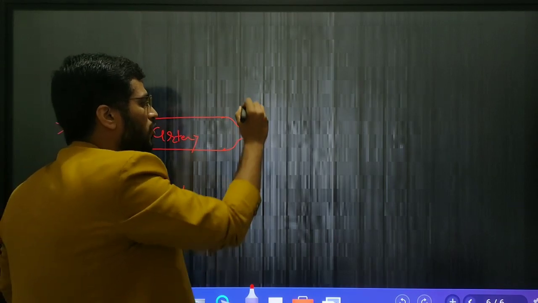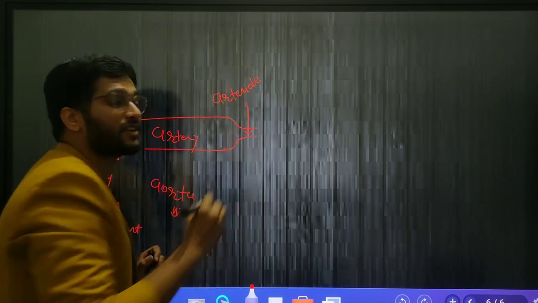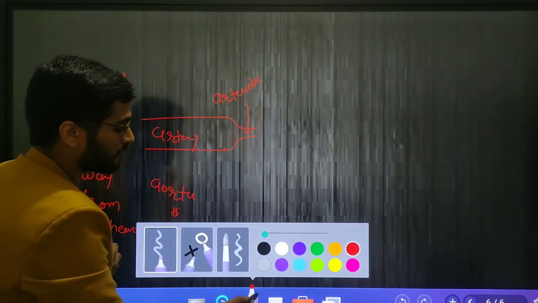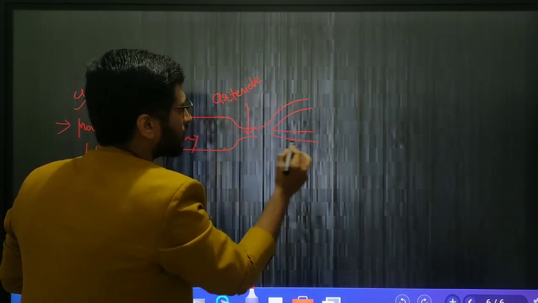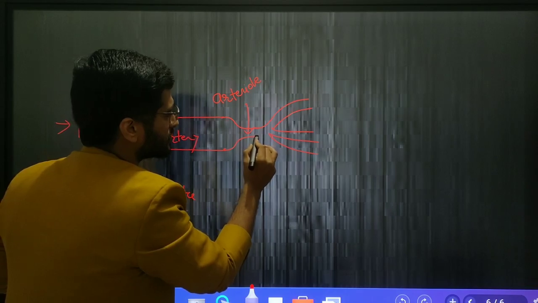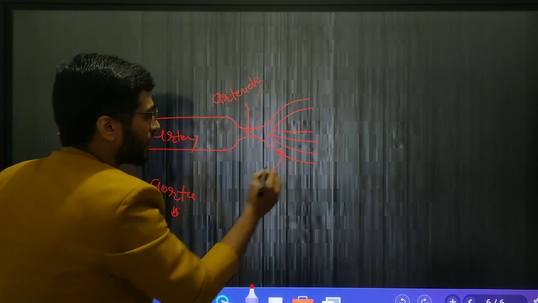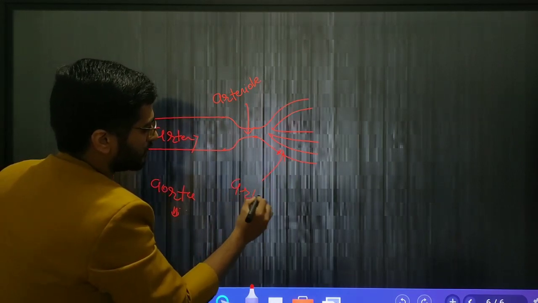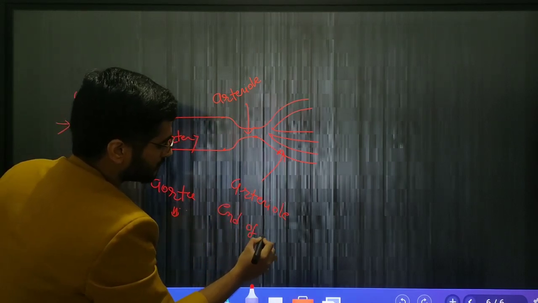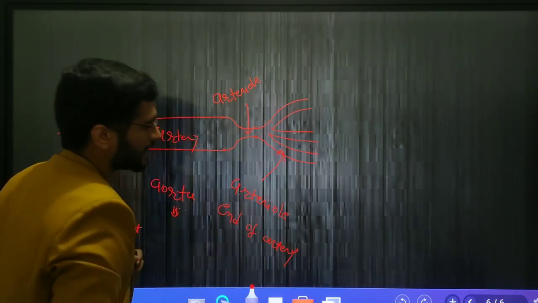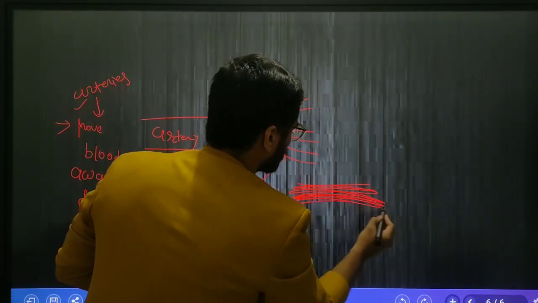The smaller arteries are known as arterioles. At the level of the tissue, the arteriole further divides into many branches, and these are known as capillaries. So this is the arterial end of the artery, right? Here should be the muscle, or you can say any tissue.